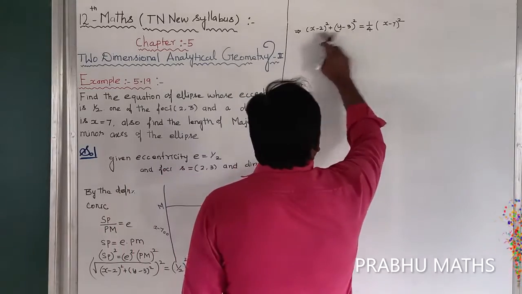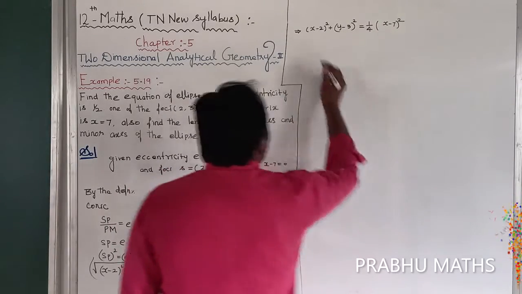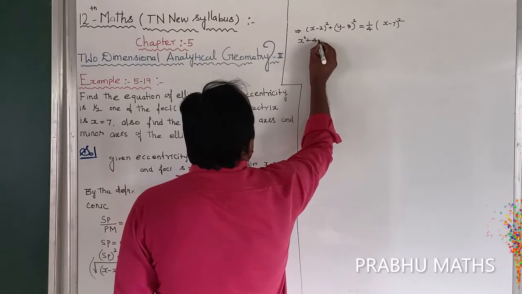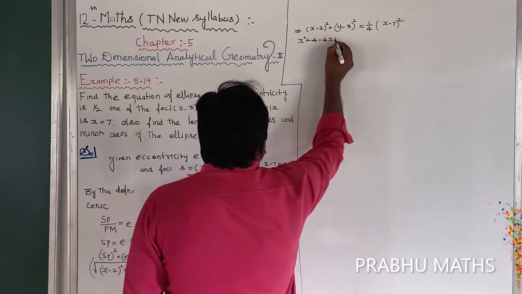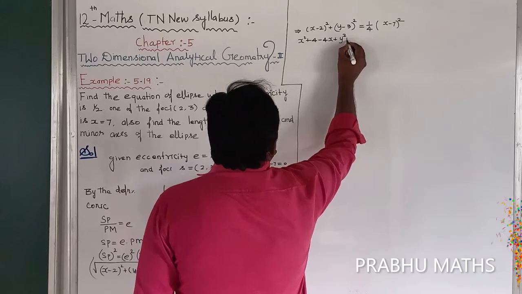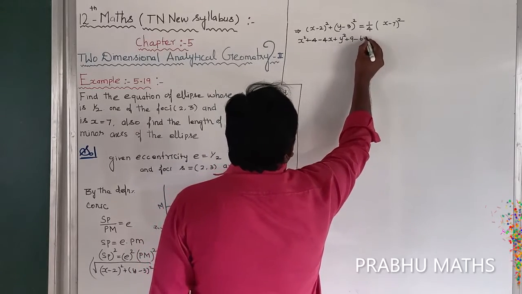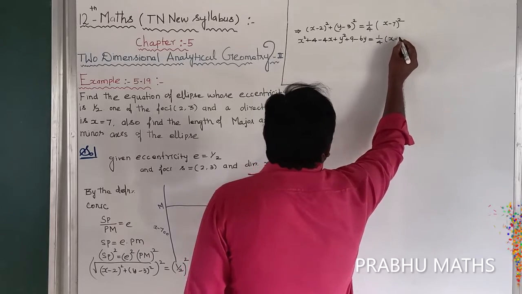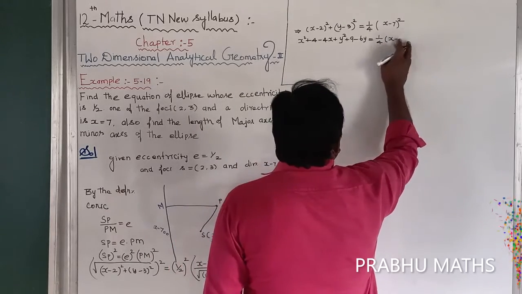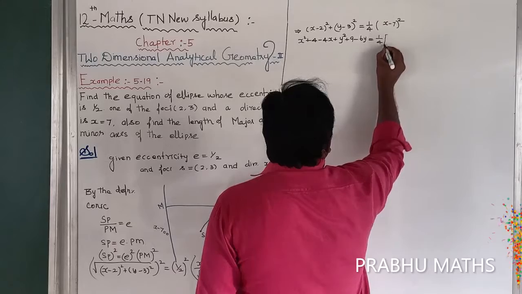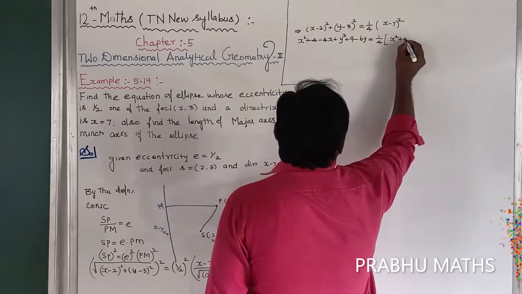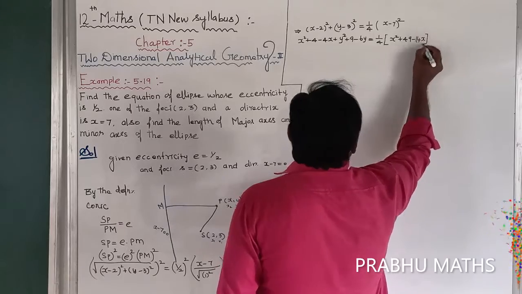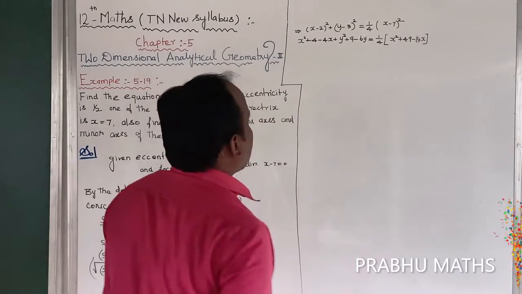Using the a minus b whole square formula: x square plus 4 minus 4x, the first one completed. Next, y square plus 9 minus 6y, is equal to 1 by 4 into (x minus 7) the whole square, which is x square plus 49 minus 14x. Clear? Then cross multiply on that side.